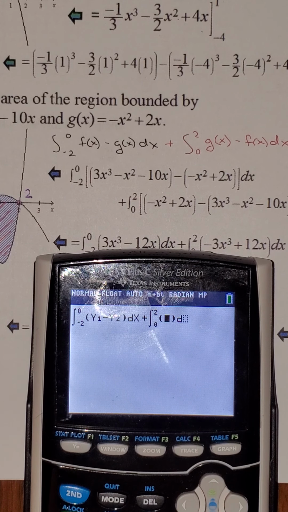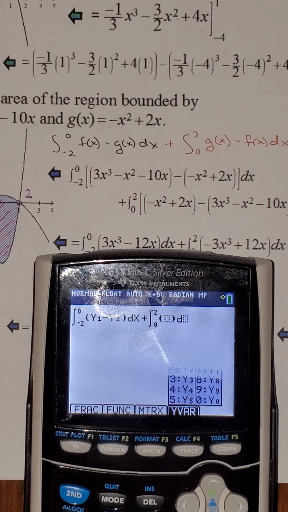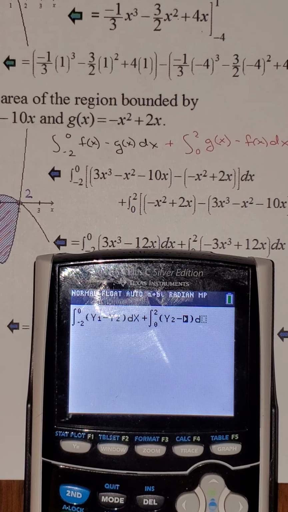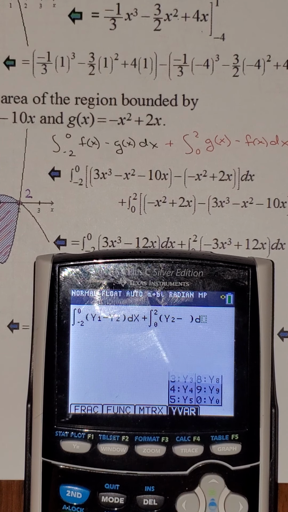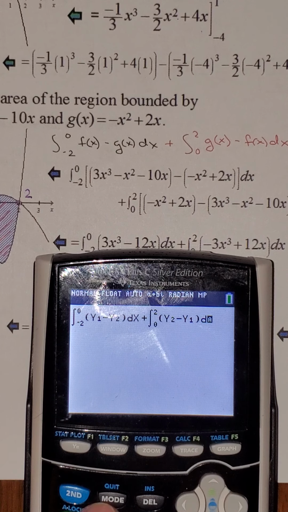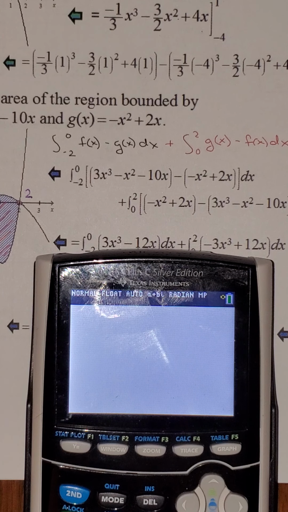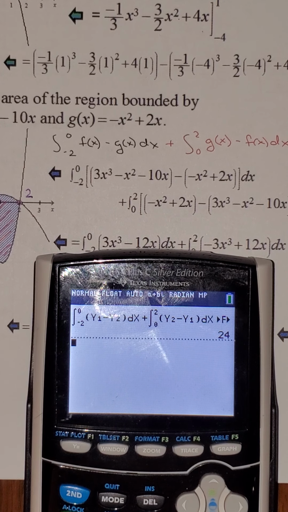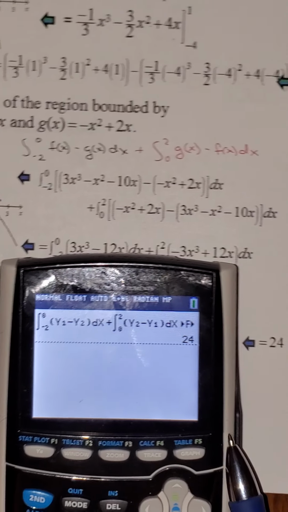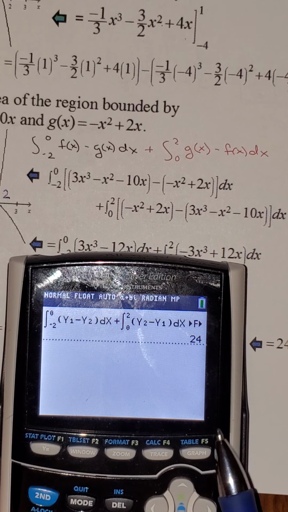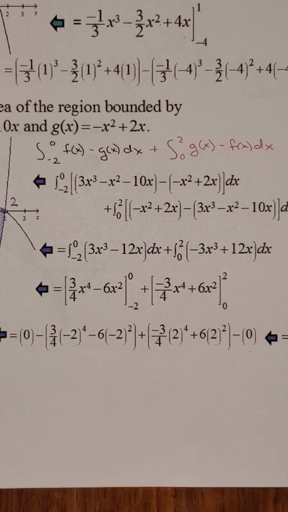This time I need to take g of x minus f of x. So in the calculator, g of x is y sub 2, minus f of x, I've got to put in next, and then with respect to x. Oh, and by the way, I want math number 1 because I want to see if this will give me a fraction. There we go. That's what I got. Look at this. On my paper right here, it says 24. Calculator can do a lot of things. I hope that makes sense.